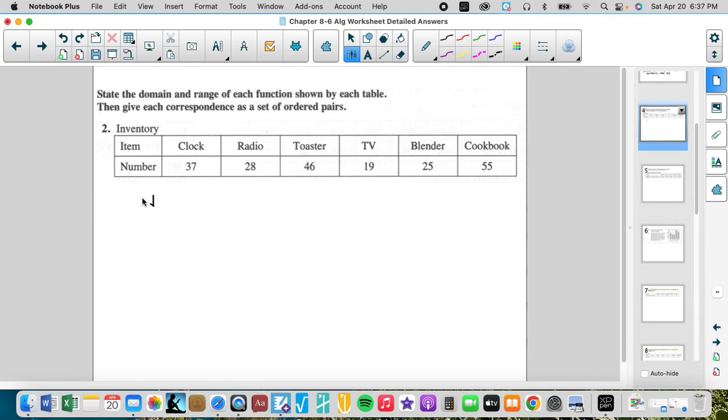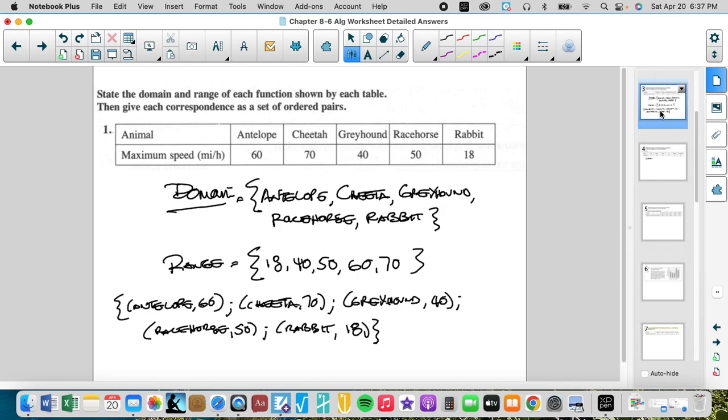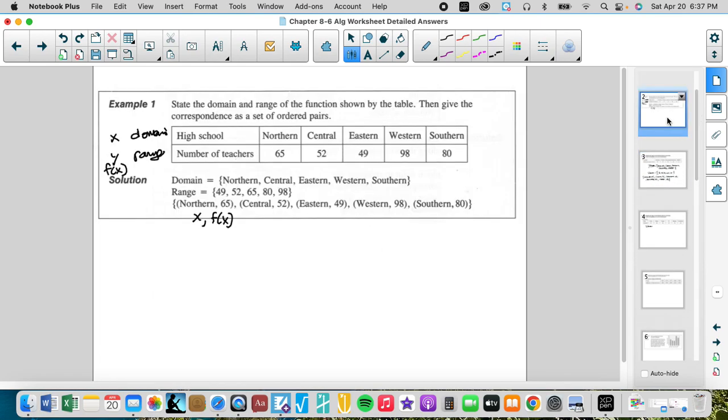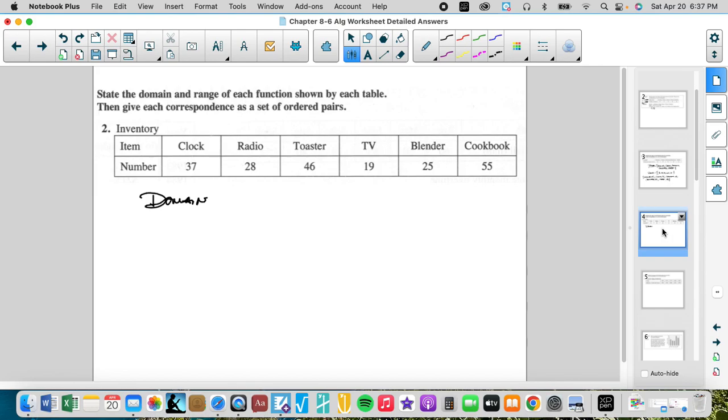So let's do domain. Do they use an equal sign? Let's see if they use an equal sign. Yes, they do. Good. That's what I had done. Domain equals solution set: clock, radio, toaster, TV, blender, and cookbook.